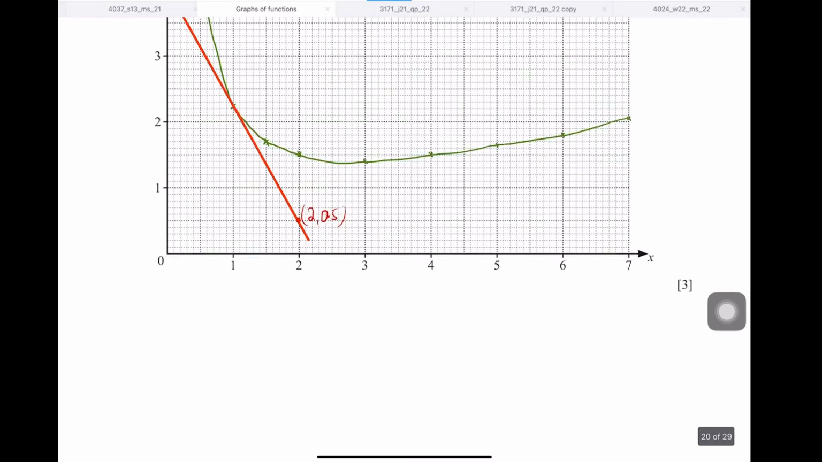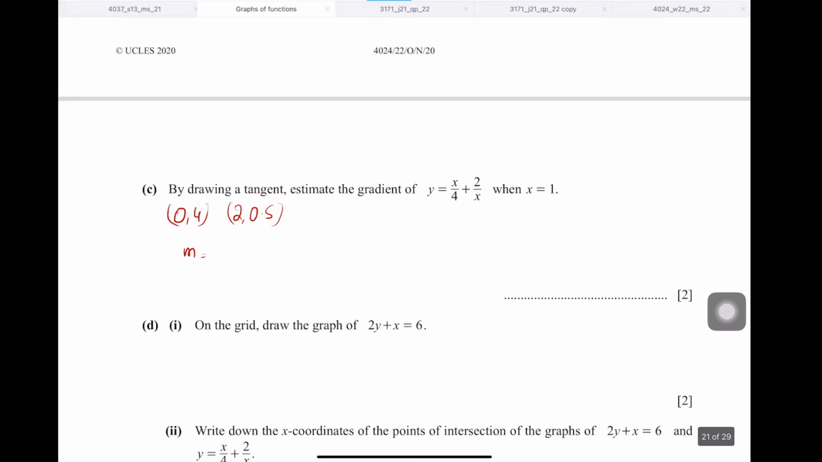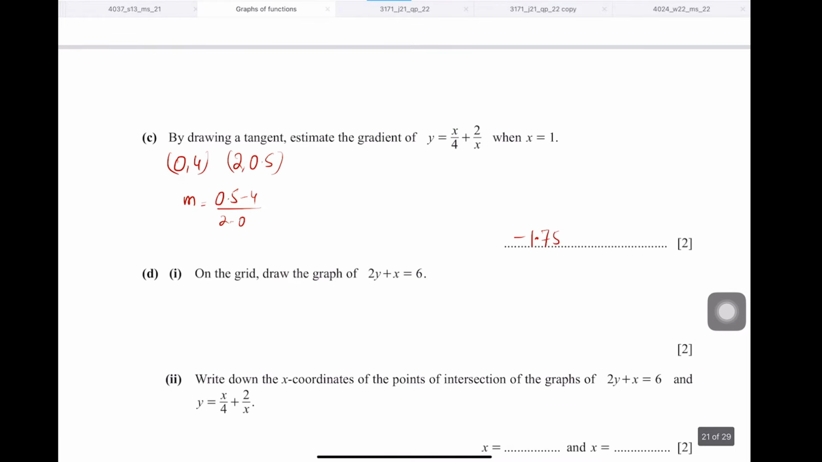So let me make sure I haven't made an error this time. 0, 4 and 2, 0.5. So 0.5 minus 4 over 2 minus 0. Let's see. 0.5 minus 4 over 2. So we have minus 1.75. So there you go. Minus 1.75 is the gradient of the curve at the point where x equals 1.